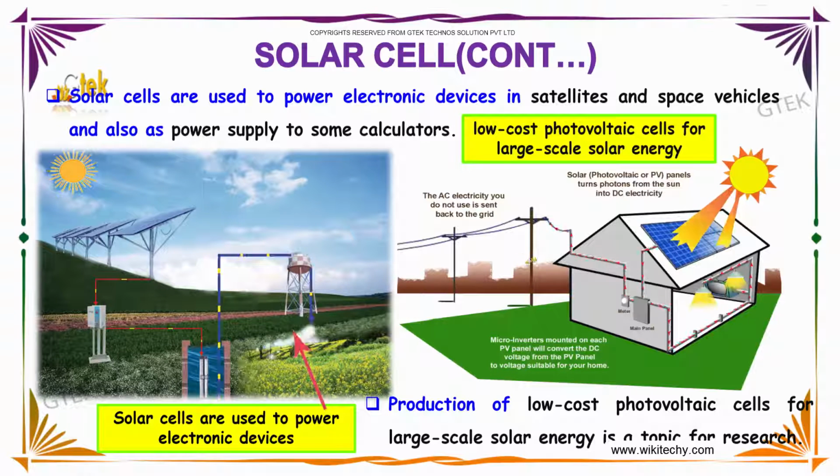Solar cells are used to power electronic devices in satellites and space vehicles, and also as a power supply for some calculators. You are able to see the solar panels under sunlight. The solar panels are generating electricity and it is used for electronic devices. The production of low cost photovoltaic cells for large scale solar energy is a topic of research now.